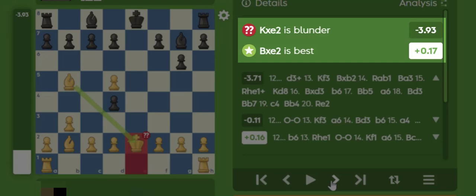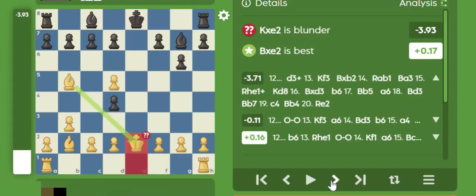Negative 3.9. For those of you who know how to count chess points, black's now ahead by 4 points, the equivalent of a pawn and either a bishop or a knight. You can see bishop take e2 is the best.